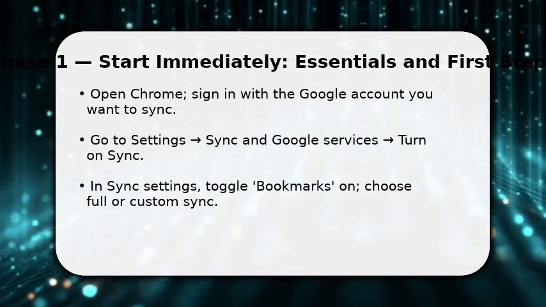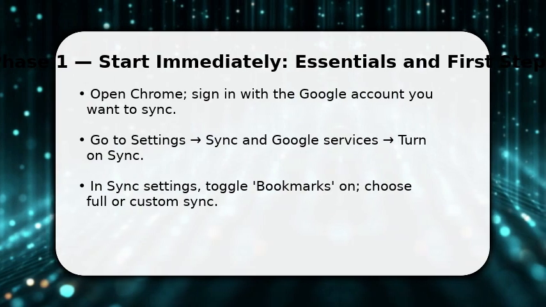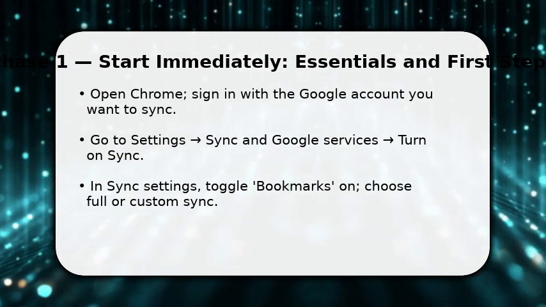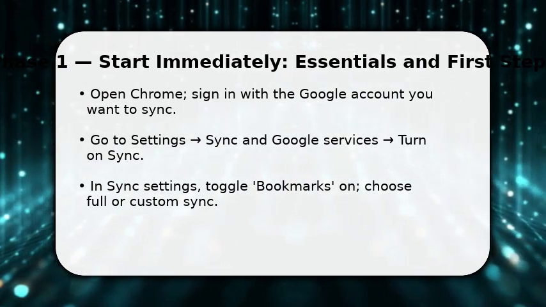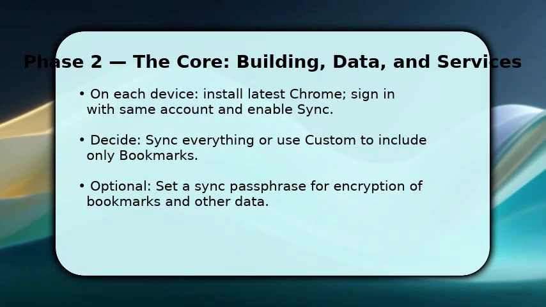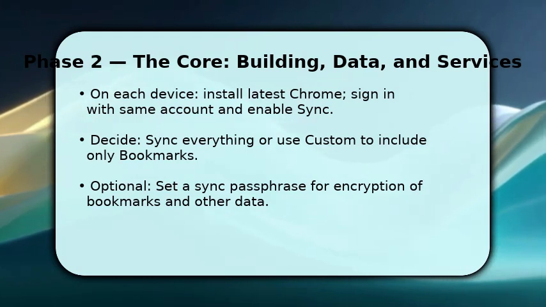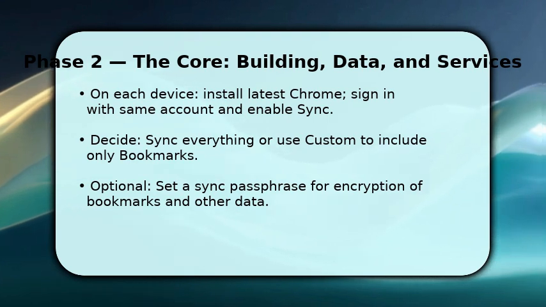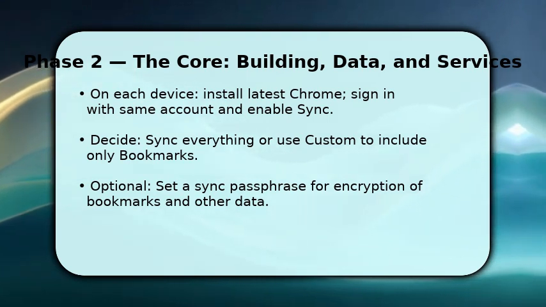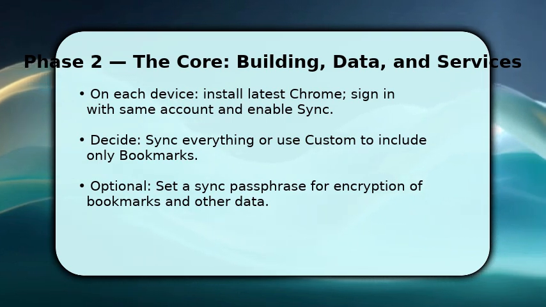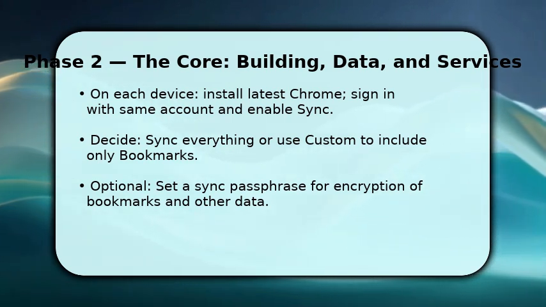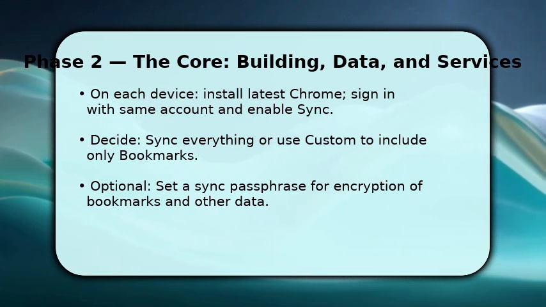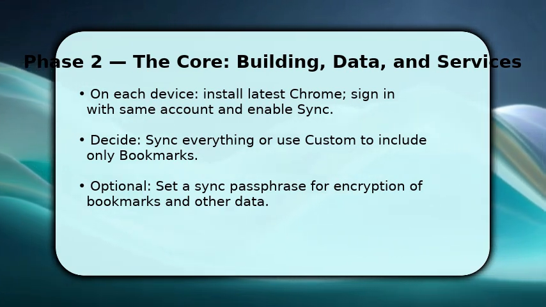This step stores bookmarks to your Google account, allowing other devices to retrieve them automatically once they also sign in and enable sync. Next, on every device you want synced, install the latest Chrome update, sign into the same Google account, and enable sync. Consistency prevents conflicts. Once done, decide whether to sync everything or pick custom and only include bookmarks. This controls what moves between devices.